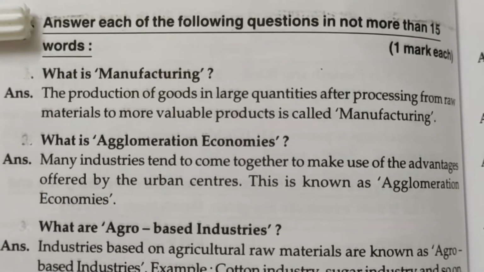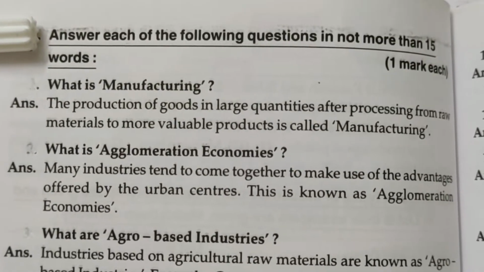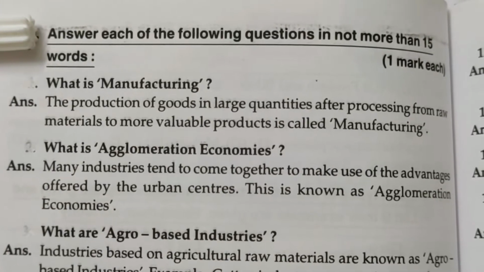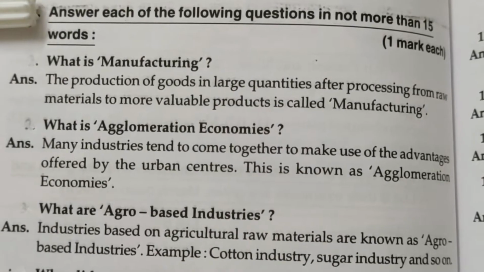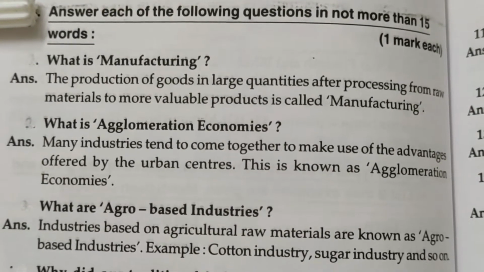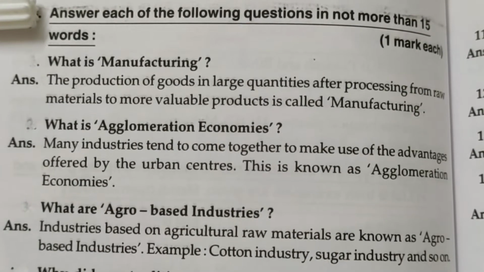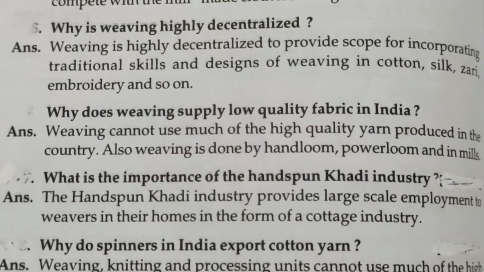Many industries tend to come together to make use of the advantage offered by the urban centers. This is known as agglomeration economies. What are agro-based industries? Industries based on agricultural raw material are known as agro-based industries. Example: cotton industry, sugar industries, and so on.